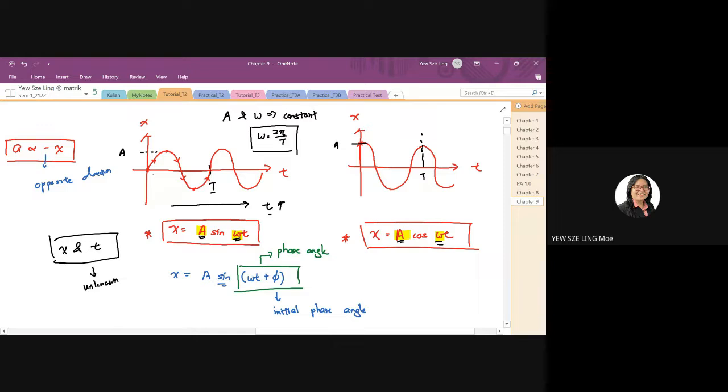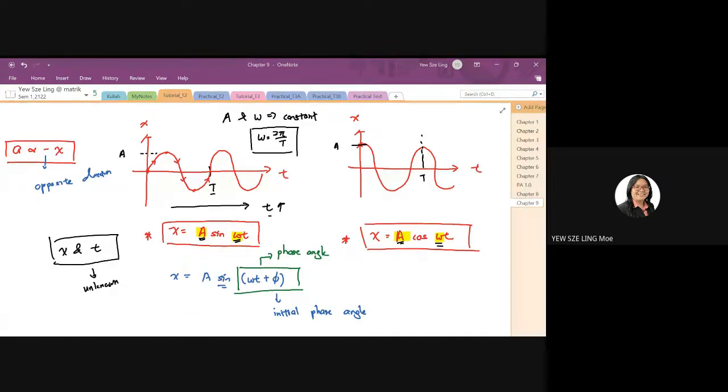Now I give you 2 minutes to write it down. This is a quick revision on simple harmonic motion before we proceed to questions. So you can write it down first. 2 minutes for you to write it down.